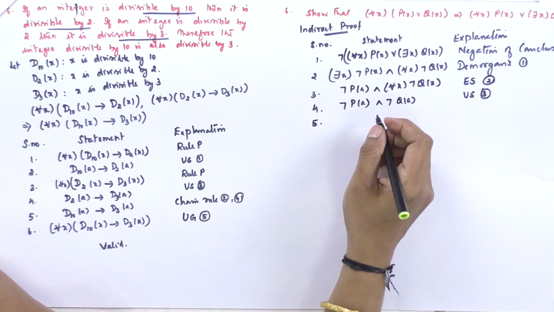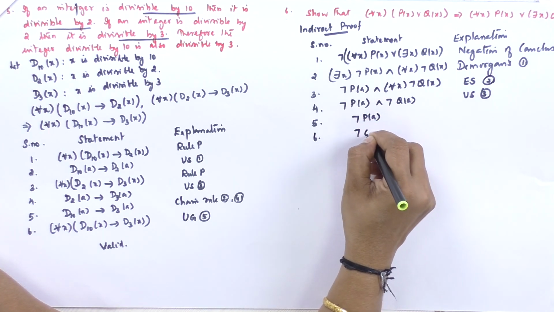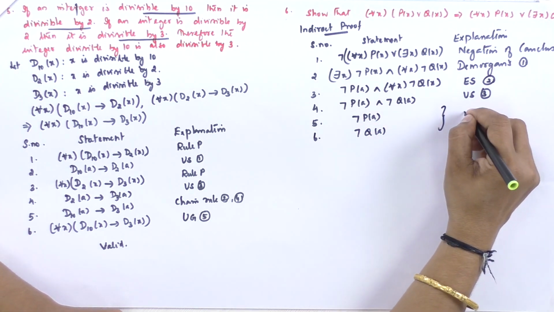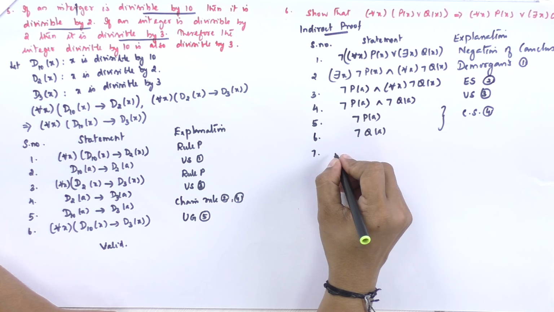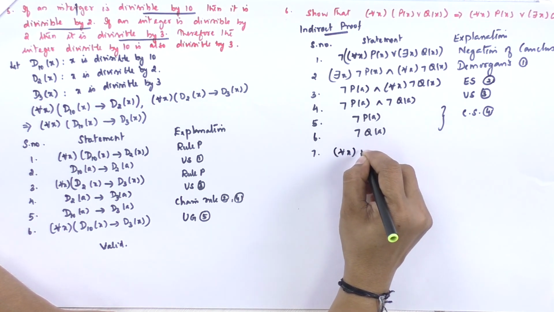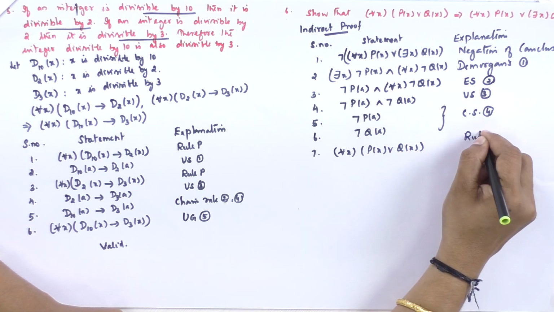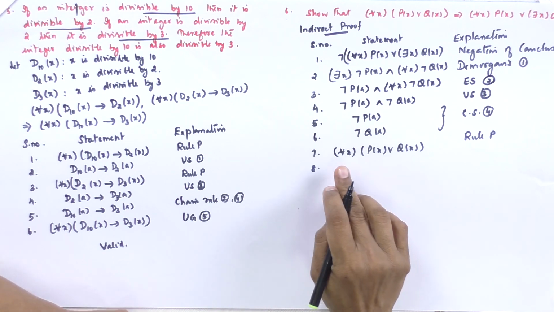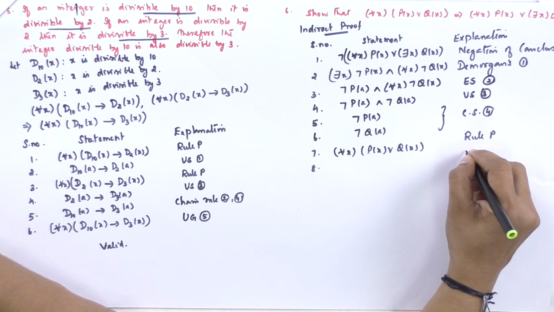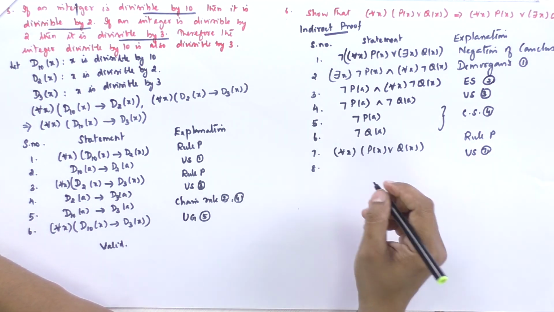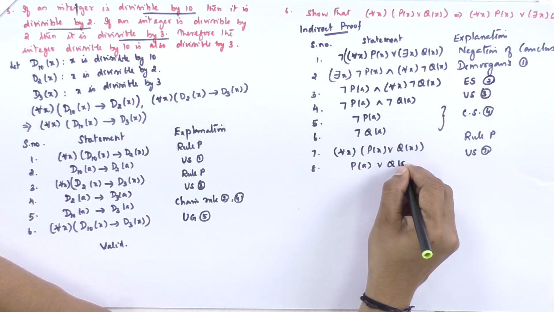Next is conjunctive simplification. I can write not P of A, and not Q of A separately. This is conjunctive simplification on 4. Next, look at for all x P of x or Q of x. That is rule P, given premises. Again for this we have to remove the universal quantifier, so that is US on 7. So US on 7 we get P of A or Q of A.